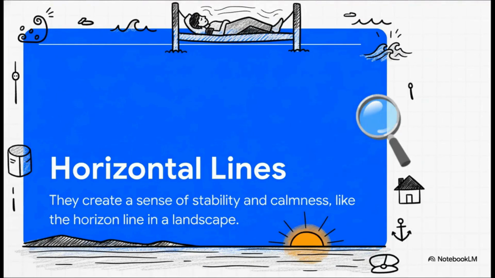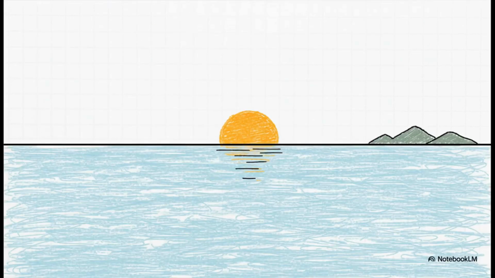First up, we've got the horizontal line. This one is all about stability. It's calm, it's peaceful, it's rest. You know that feeling when you lie down at the end of a long day? That's the feeling of a horizontal line. It feels grounded, safe, and you can feel that calm just by looking at this, can't you? The endless, flat horizon over the backwaters of Kerala. That line where the water meets the sky, that is pure, undisturbed tranquility. That's the horizontal line at work.